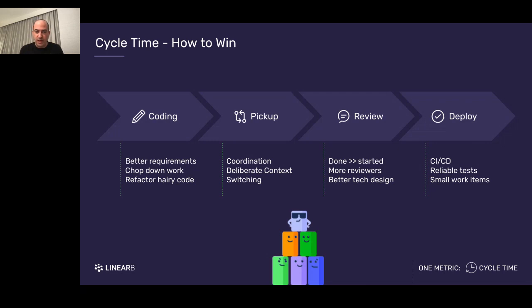And then finally, deploy. I mentioned the CI and CD, having better tests, having smaller work items. These are all key ways to reduce the deploy time, reduce risk around deploy, and typically that allows you to up the frequency in which you are deploying code as a team.